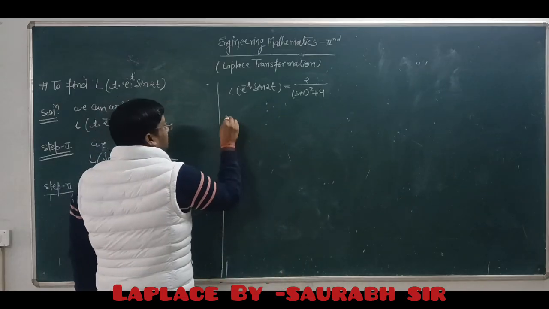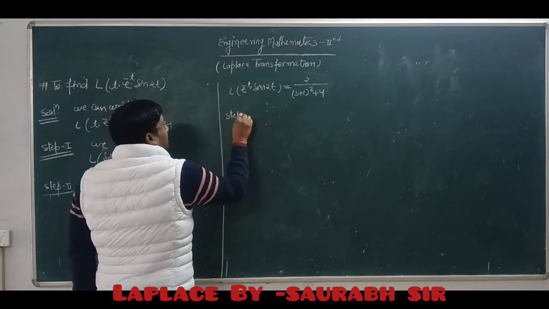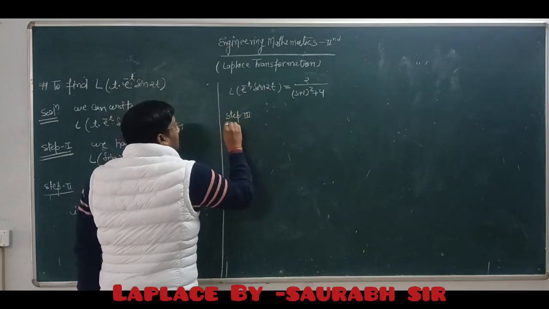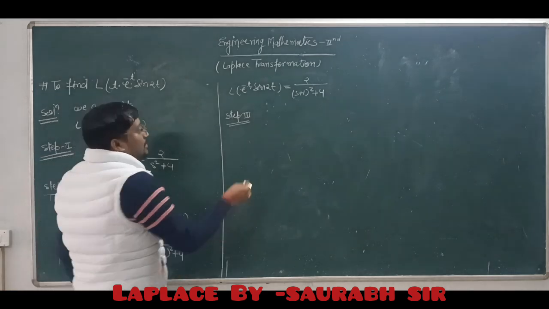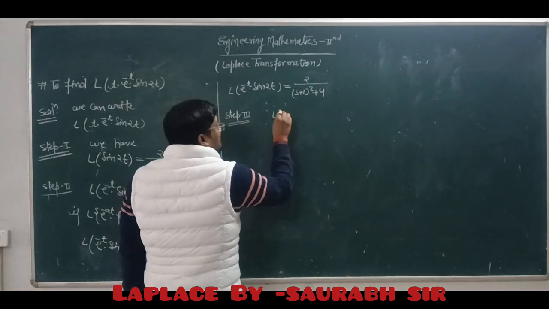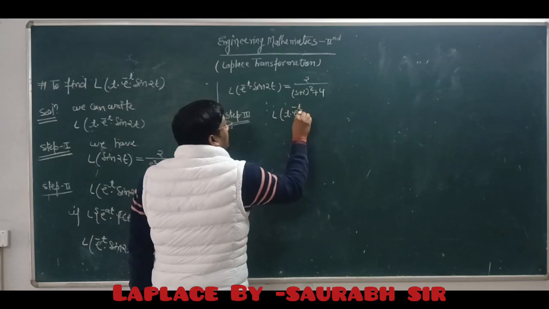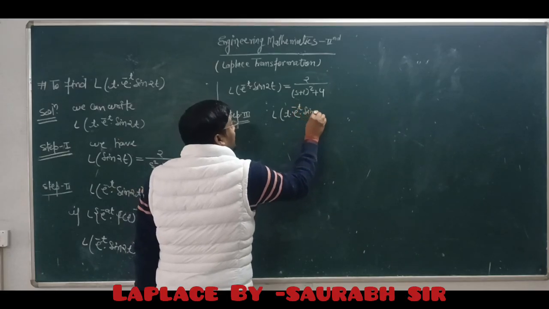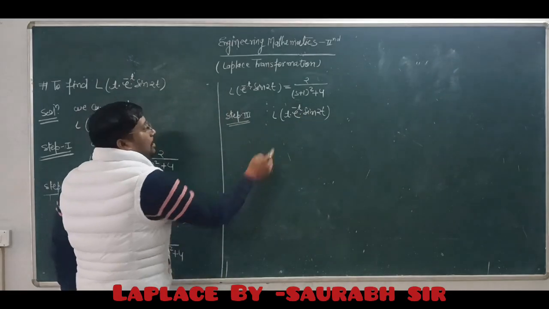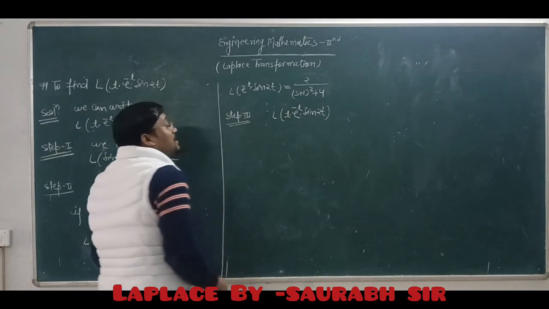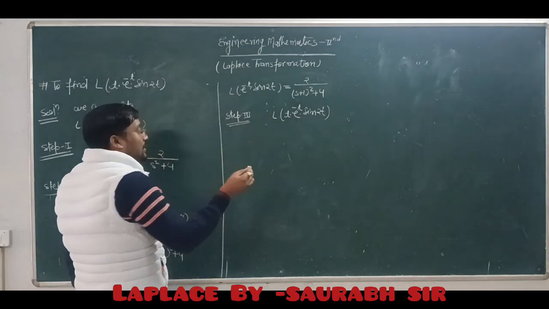Now the step third. I have put in the value of t. Now L of t into e to the power minus t into sin 2t. You have also found the value of e to the power minus t into sin 2t. Now you can apply the conclusion.